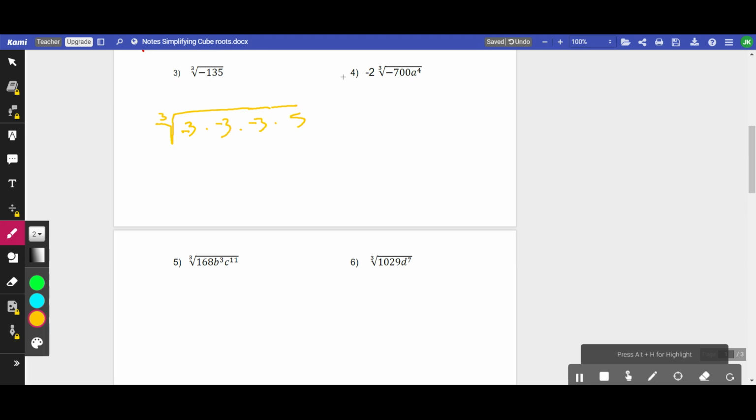And then every group of 3 you can bring outside. So this group of 3s, you get negative 3 you can take out. So this would be negative 3 and your 5's left in. So you'll have negative 3 and then the cube root of 5.